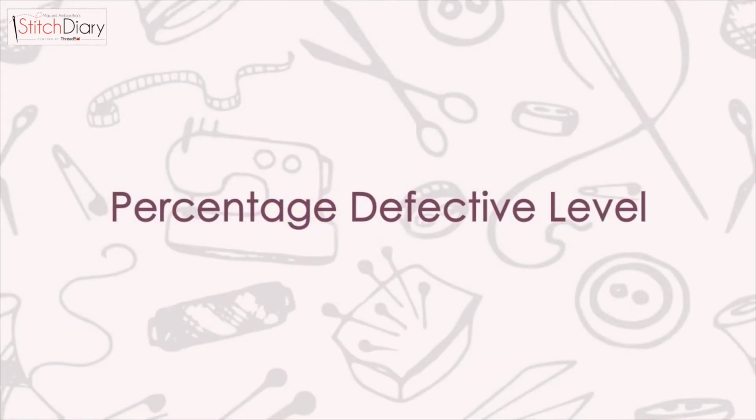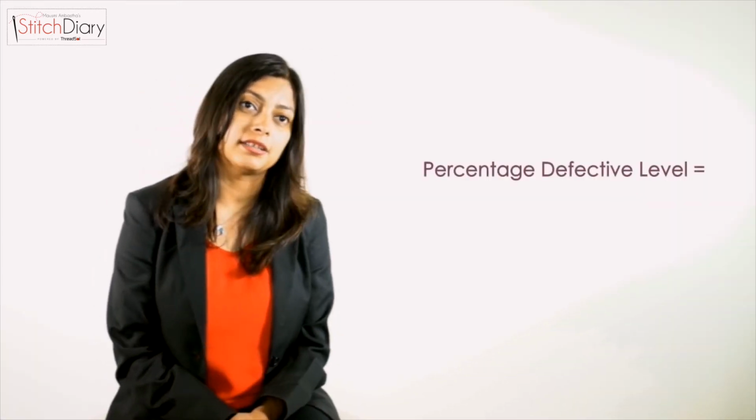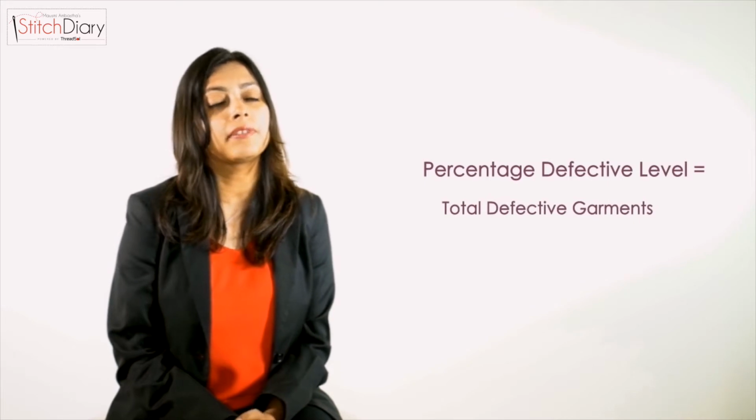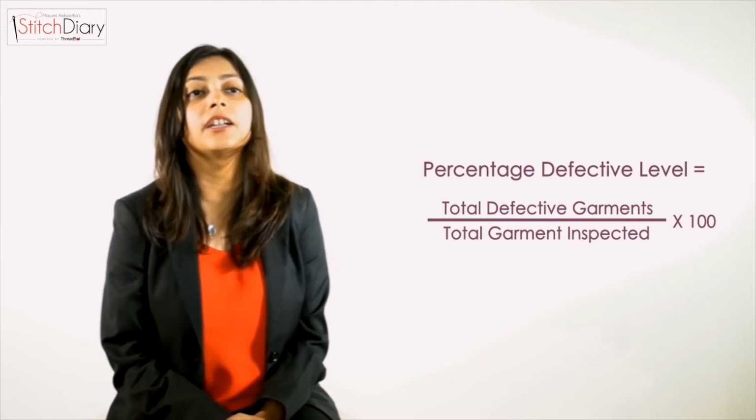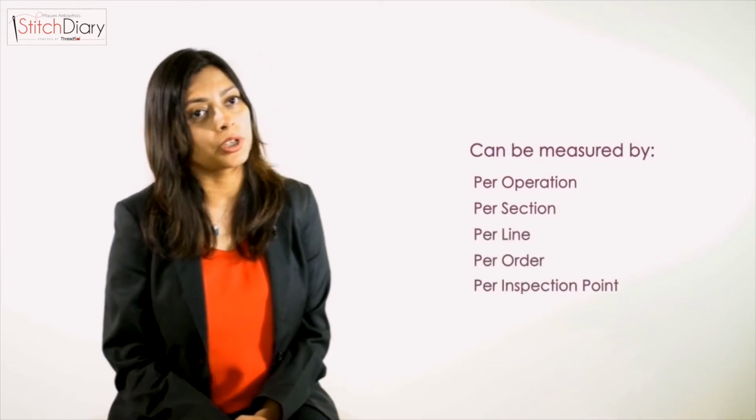The next metric we discuss is percentage defective level or defect percentage. It's the basic measure of quality and is the most popular way which most factories, end-line inspections or finishing departments use to measure their quality levels. It's simply the number of defective garments produced divided by total garments that have been inspected at the end of the line. This can be measured per operation, per section, per line, per order or per inspection point as and when it is required. It is normally expected to be measured hourly to control the quality of production in a factory.